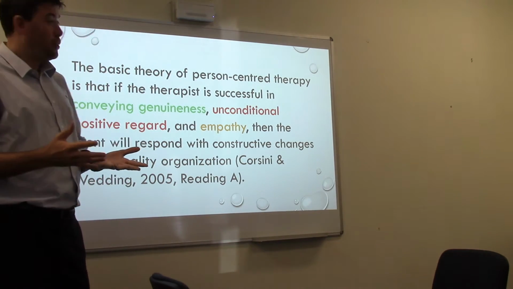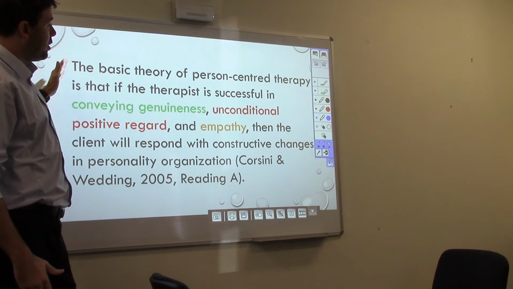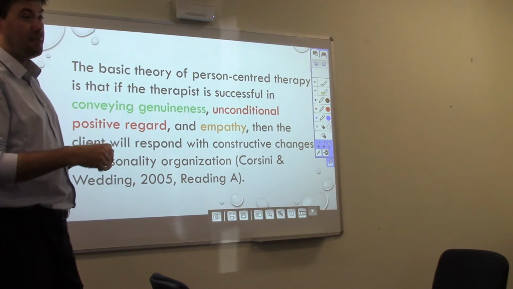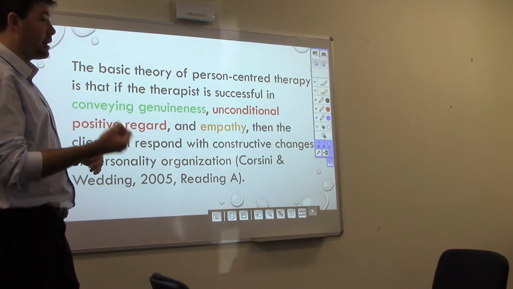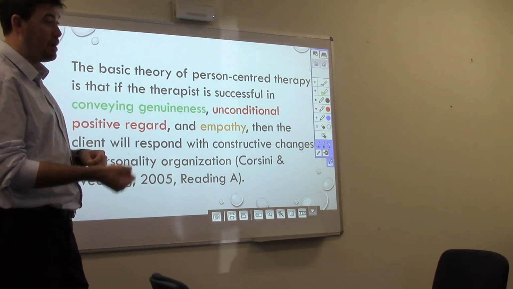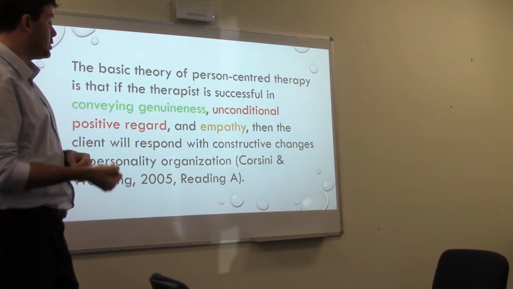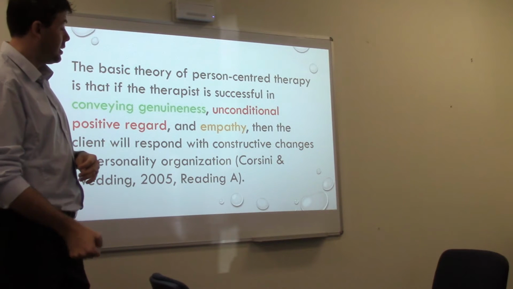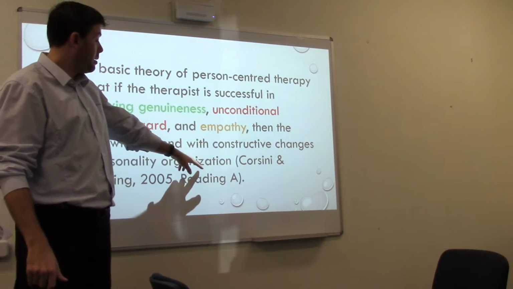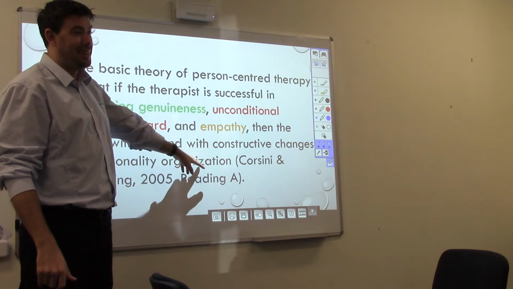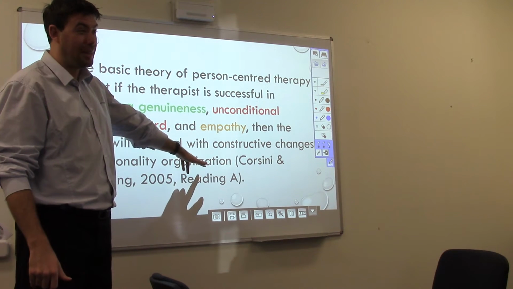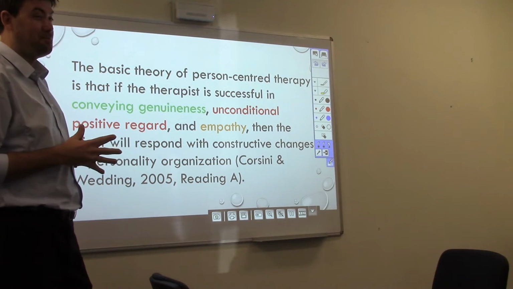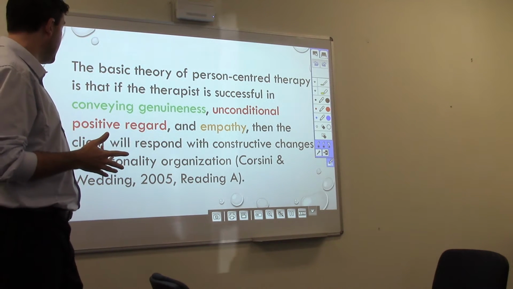For those people who don't know, the basic theory of person-centered therapy is that if the therapist is successful in conveying genuineness, unconditional positive regard and empathy, then the client will respond with constructive changes in personality organisation. I didn't modify it because it's a direct quote from the readings of the old study guide. I think I did read a bit of the new book on it. Well, that's from Cassini and Wedding anyway.